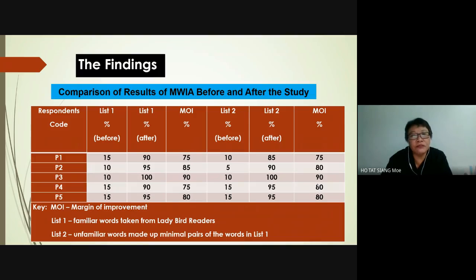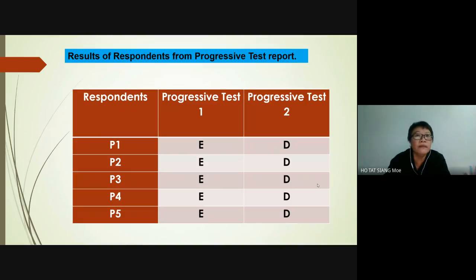You see the margin of improvement, all of them, all 5 of them, have more than 70% for list 1. And for list 2, they also achieve more than 75% and above. So this is a very good result actually. That means the students now have more confidence in reading, they recognize more English words, and they can read. The most important thing is they can read. Maybe previously they couldn't even read the word the, but now they can read. As they recognize more words, they will be able to do their test better.